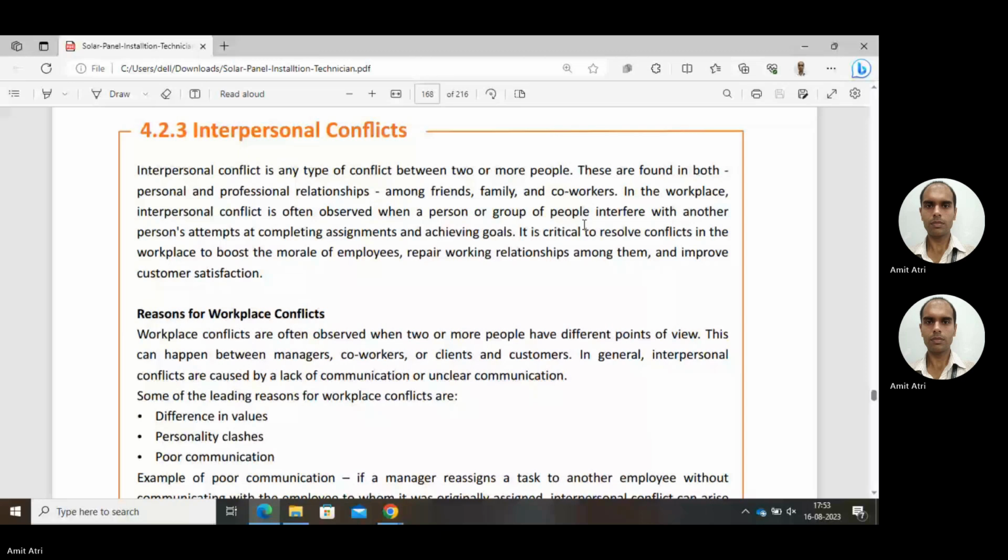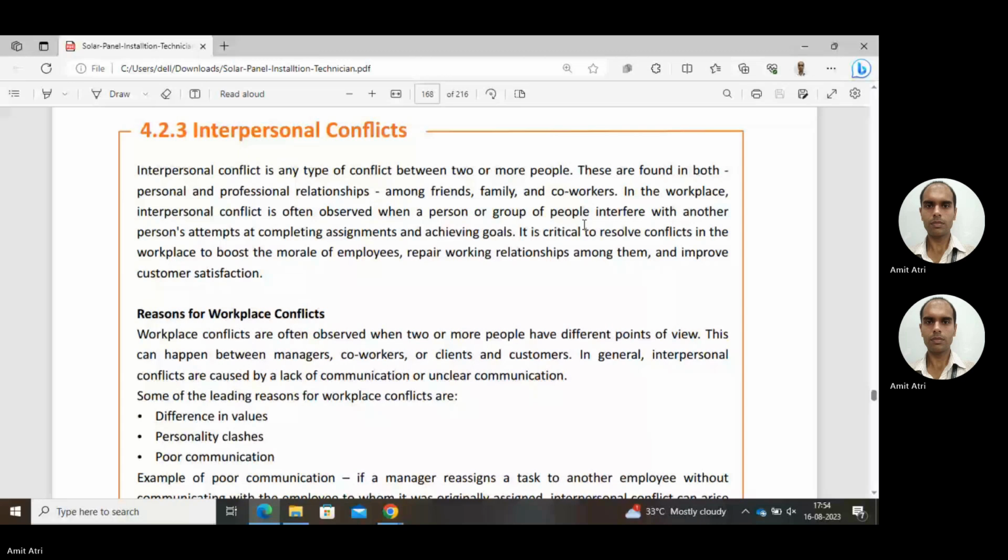Reasons for workplace conflicts. Workplace conflicts are often observed when two or more people have different points of view. Very common. Different people, different views. This often gives rise to conflicts. This can happen between managers, co-workers, or clients and customers. Anywhere, when the opinions or points of view are dissimilar, conflicts will rise.